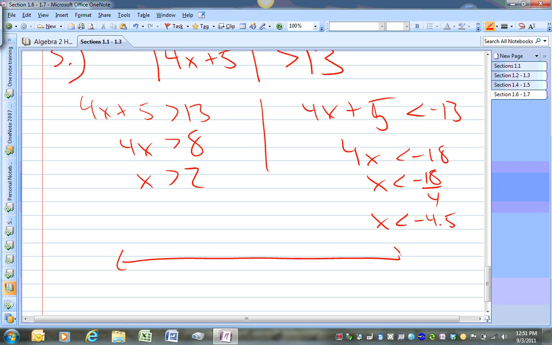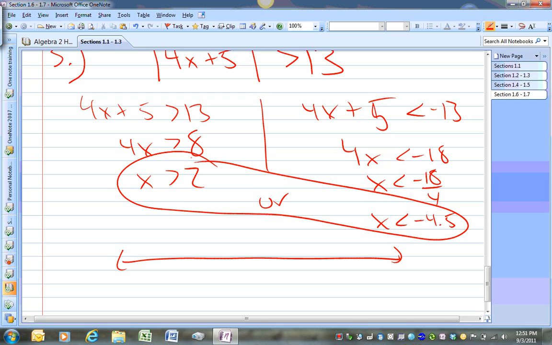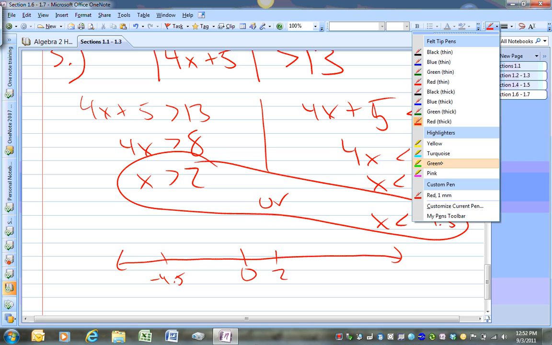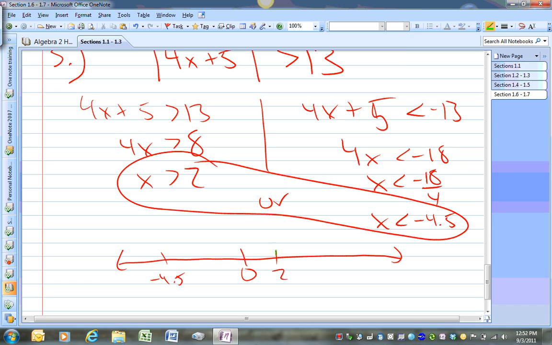So now we graph it, and if you think about it, this is the OR situation, because something is greater than 2 or something is less than negative 4.5. You can't have both. So here's negative 4.5. Here's just a little more scale. Great. Here we go. 2. And non-inclusive, so we put non-filled in circles, to the left, to the right.